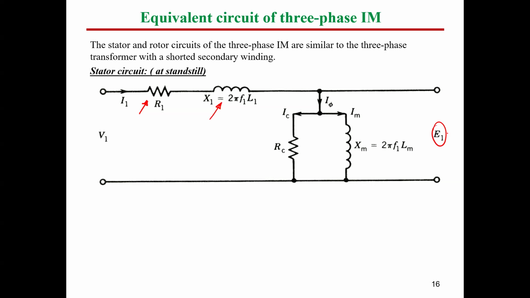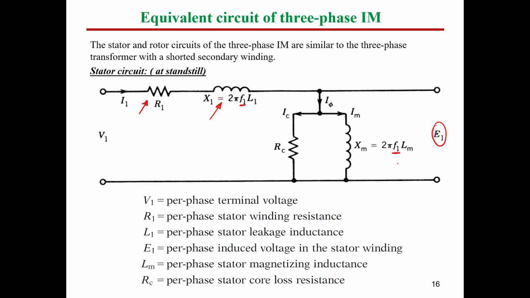So this is E1. And take care that X1 is a function of the frequency F1, the stator supply frequency. And the same is also for the core reactance, or equivalent reactance of our core magnetization reactance. So this here represents the stator winding at standstill. Standstill means the machine is not moving yet.